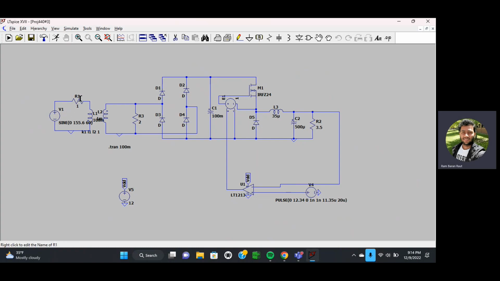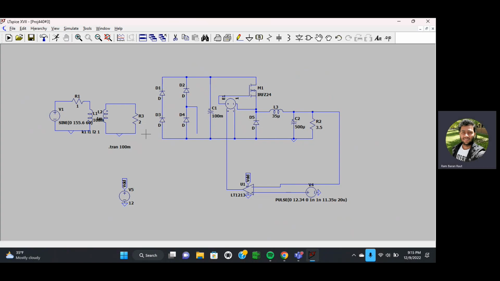I have a resistor value of 1 ohm. Let's go through it one by one. Let me disconnect this circuit. Right now I just have a step down transformer. To build it, suppose my goal is to get 15 volt AC from 155.6 volt. For a transformer, the turn ratio is directly proportional to voltage: primary voltage divided by secondary voltage equals number of turns in primary divided by number of turns in secondary.